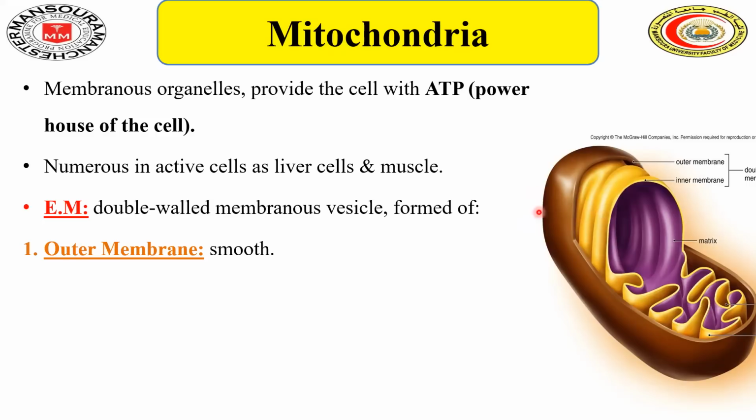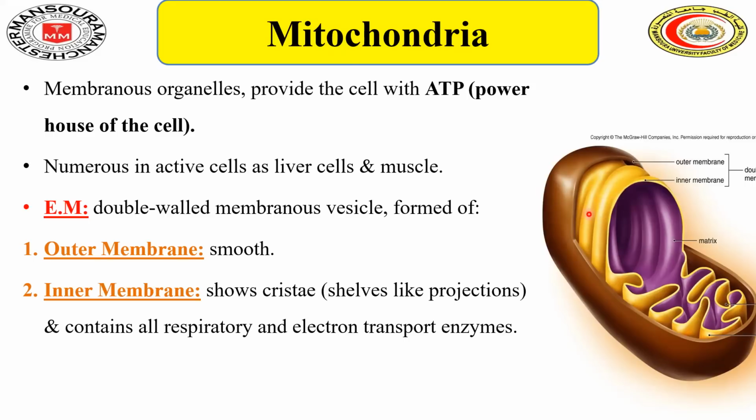The outer one, as we see here, is smooth. It has a smooth surface. This is the outer membrane of mitochondria. In comparison, the inner one is not smooth. The inner one shows projections, as you see here. These are shelf-like projections getting out from this inner membrane into the inside of the mitochondria. And these projections, we call cristae. So the inner membrane has projections called cristae.